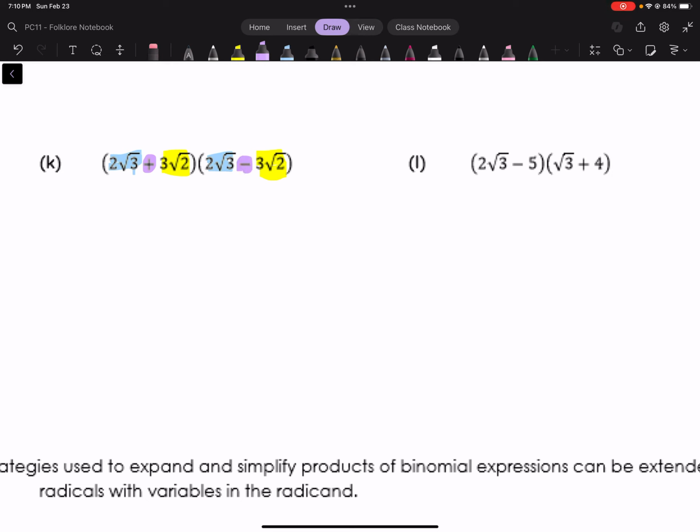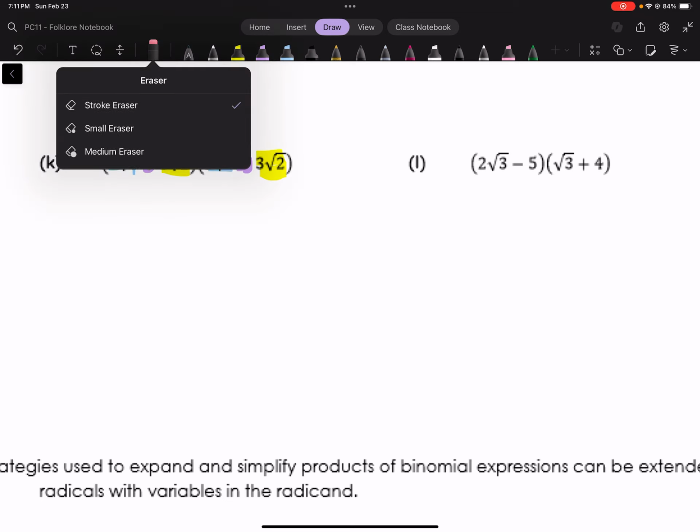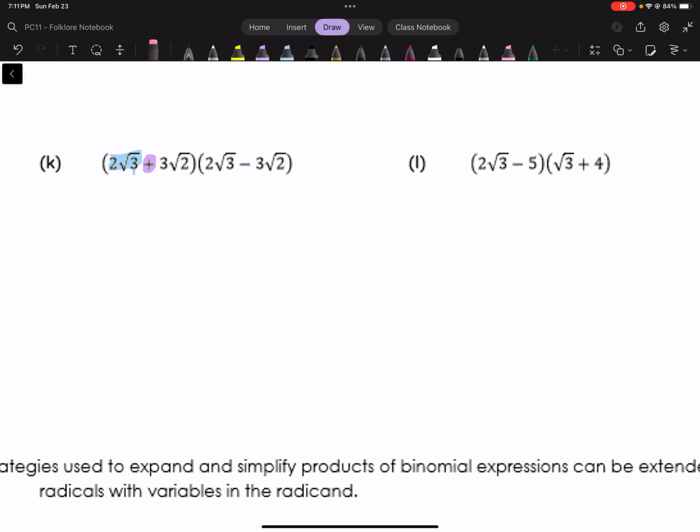So this is a definition of a conjugate. What we're going to see is when we multiply conjugates, we're going to expect to see a difference of squares. Let's just stop talking and get down to it and just do it.